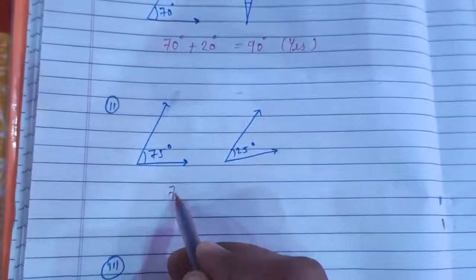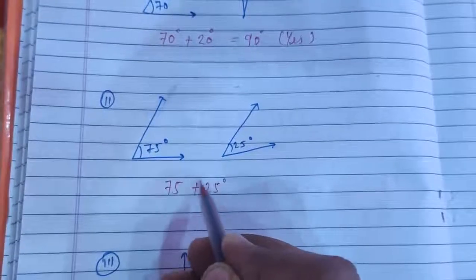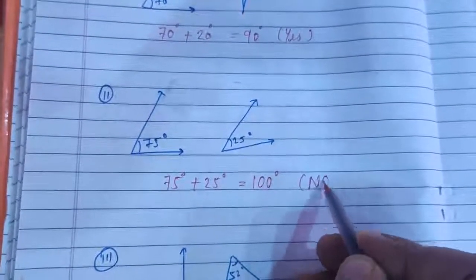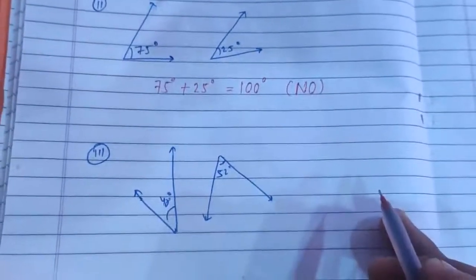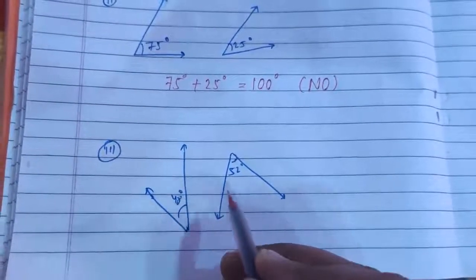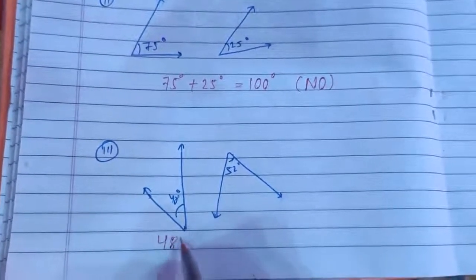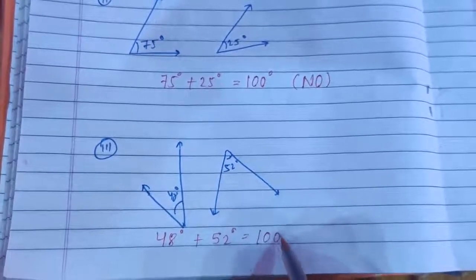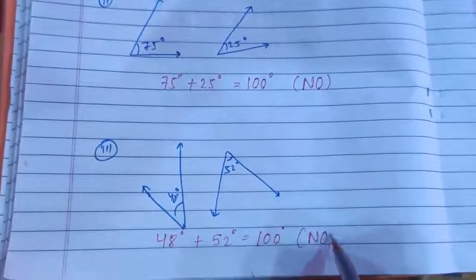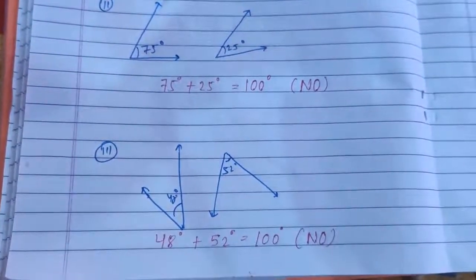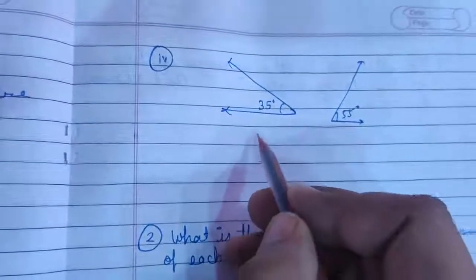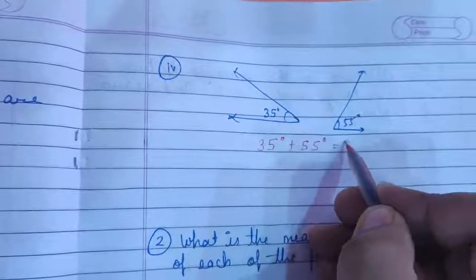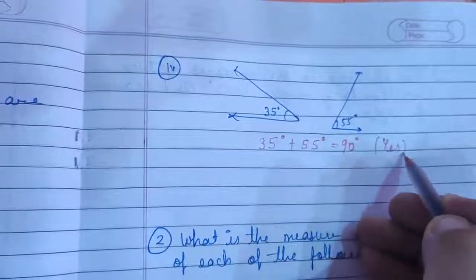In the second pair you can see 75 and 25. 75 and 25, the sum will be 100 degrees, so it is no, because we want 90 degrees for complementary angles. In this you can see 48 and 52. So 48 plus 52, here we will add, this is 100 degrees, so it is also no, because we want 90 degrees. Fourth part, 35 and 55. Now here we will add 35 and 55. Now it is 90. Yes, these are complementary angles.